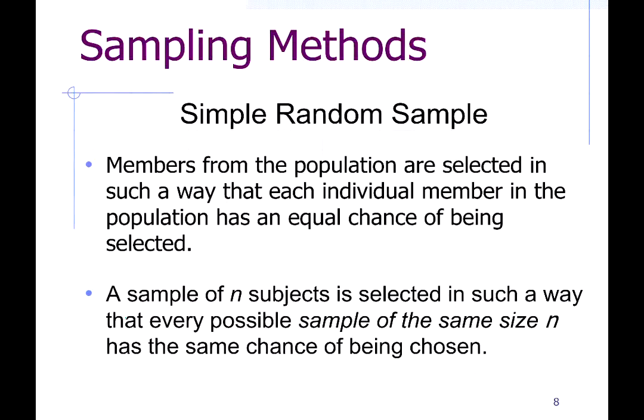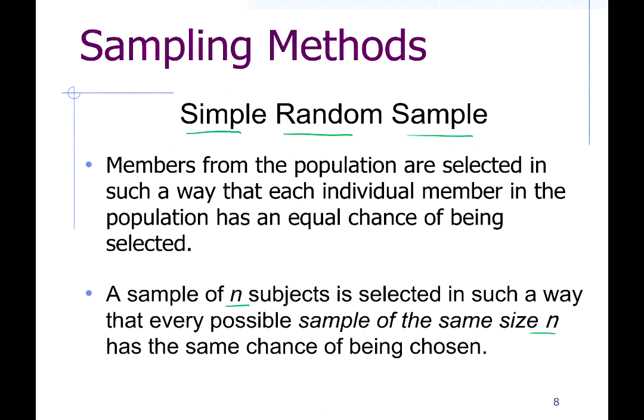Okay, so simple random sample. For a collection method to be called simple random, two things. One, any one member of the population has an equal chance of being selected as any other single member. And two, a sample of n subjects is selected in such a way that every sample of n subjects has an equal chance of being chosen.